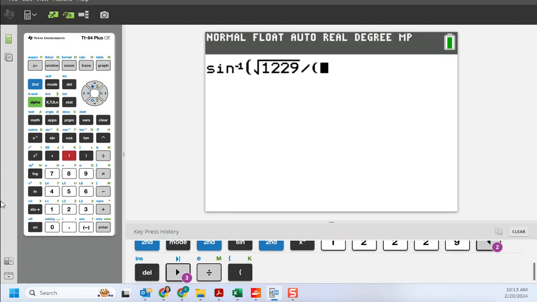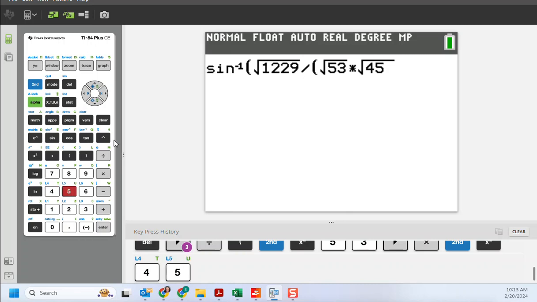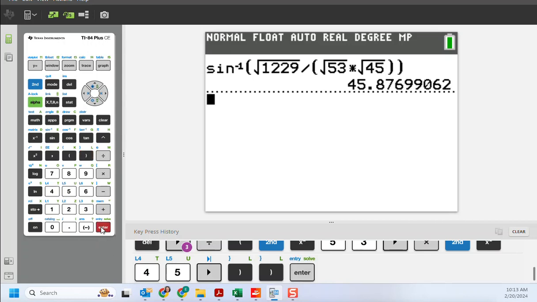In my denominator, I might need an extra set of parentheses here. It just depends on what kind of calculator you have. This one's a little bit older. 53 times square root 45. And then I'll have to close 2 sets of parentheses. All right, so I'm getting 45.9, which is not, oh yes it is, that's what they got. 45.9. Anybody else get 45.9 for that?